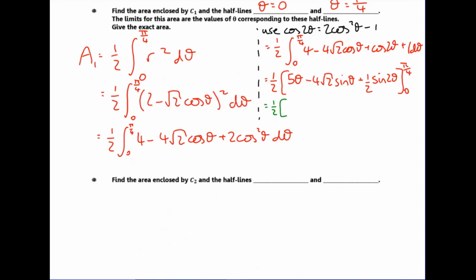Substitute your limits in. So I've got 5 times pi over 4 minus 4 root 2 sine pi over 4 plus a half sine pi over 2 if I sub pi over 4 into that 2 theta. And if I sub 0 in, I do get 0. Obviously theta is 0, sine 0 is 0, sine 2 times 0 is 0. So I've got 5 over 4 pi times a half, which gives me 5 pi over 8.